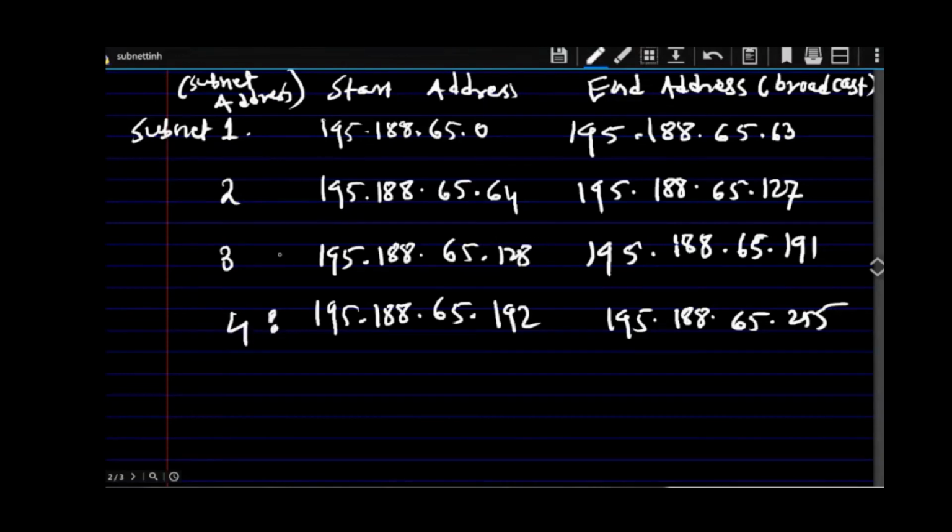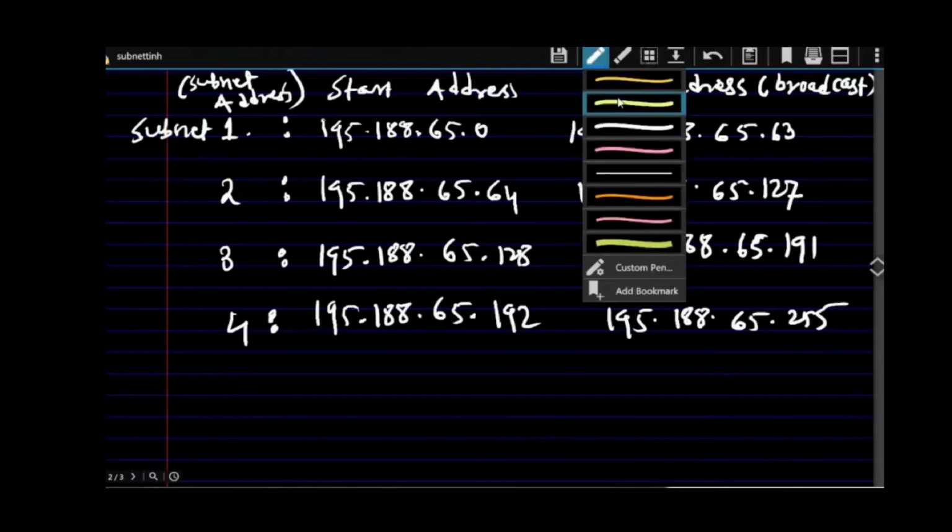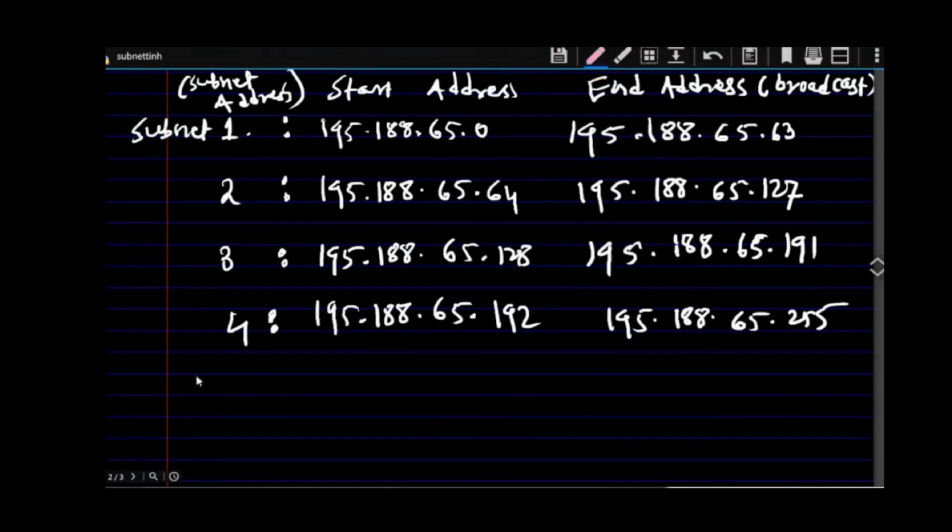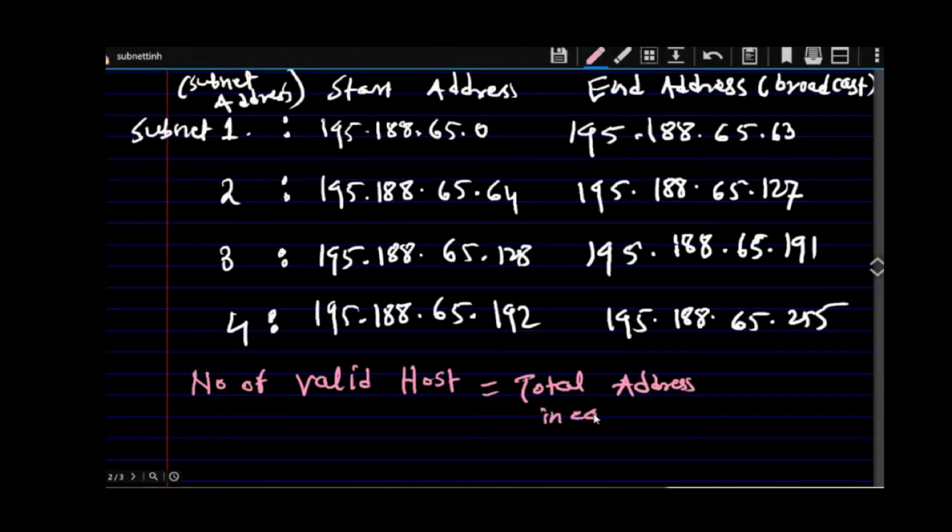So this is another question that is asked: what is the starting address and ending address of each subnet, or what is the subnet address and broadcast address in each subnet? This we have written here. One more question asked here is the number of valid hosts. The number of valid hosts is always equal to the total addresses in each subnet minus 2. Okay, now why this minus 2?